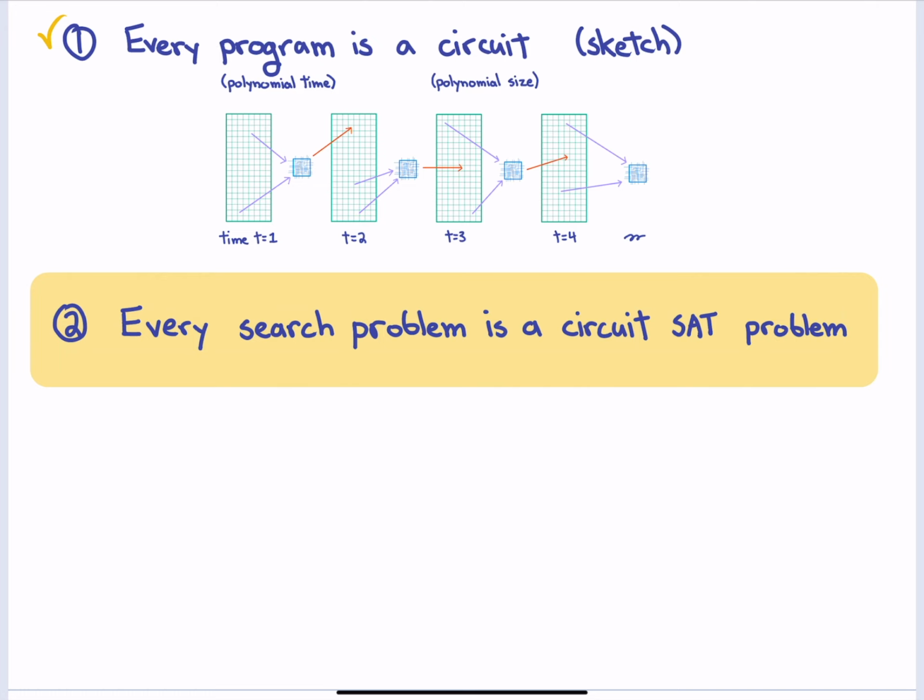Okay. All right, so that was step one of the grand argument, to argue, at least at a high level, that I can think of any polynomial time program as a polynomial size circuit. The polynomial blows up, but it remains a polynomial. The next step for us is to argue that every search problem can be interpreted as a circuit SAT problem. Another big, grand statement. I want to argue that every search problem is a circuit SAT problem.